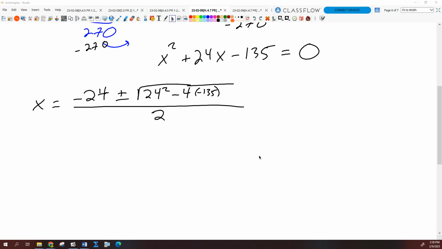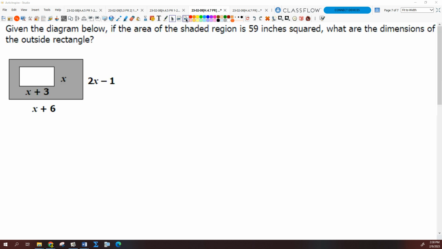And we're trying to find the amount that we're increasing the garden size by. So it can't be a negative amount, right? So we know already that I could get rid of that and just take the positive one. And I'm just going to get whatever I get when I simplify that. Okay, good. All right, last one, and we are good.